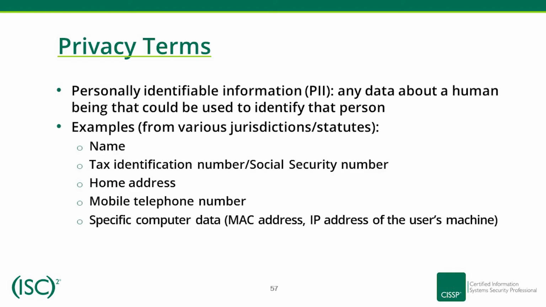Privacy terms. Personally identifiable information, PII: any data about a human being that could be used to identify that person. Examples, from various jurisdictions/statutes: name, tax identification number/social security number, home address, mobile telephone number, and specific computer data such as the MAC address or IP address of the user's machine.